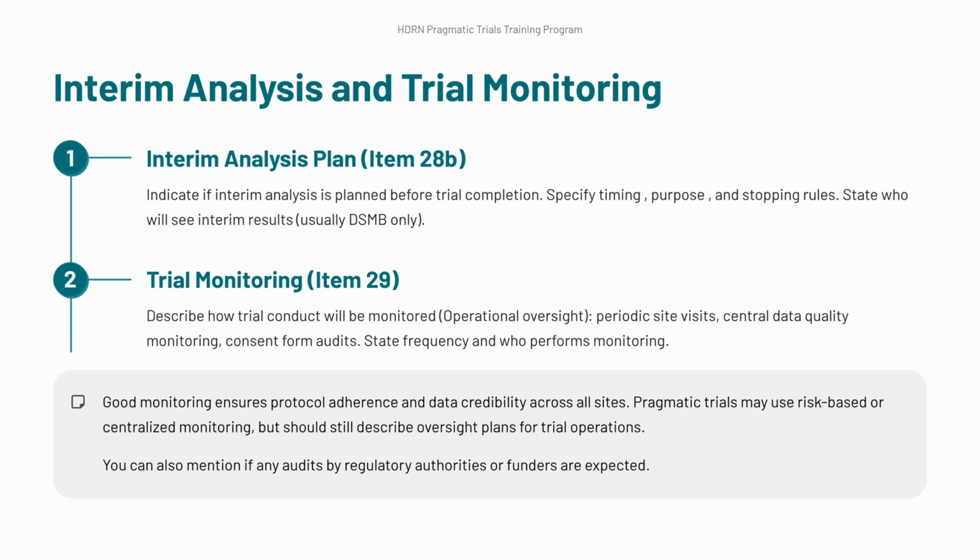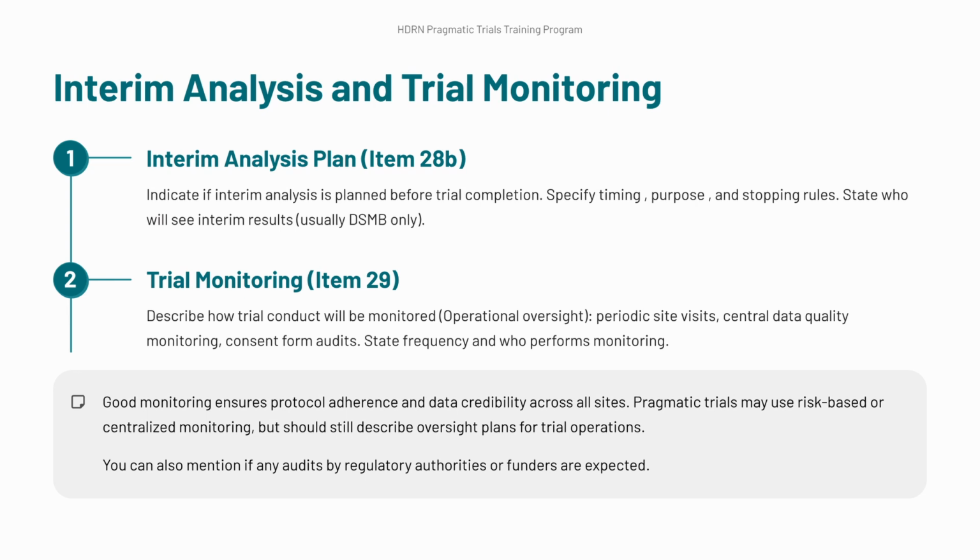Item 28B covers interim analyses and stopping guidelines. State whether interim looks are planned, when they will occur, who will see the results, and what stopping rules apply, for example, for harm or futility. If no interim analyses are planned, say so and justify why.